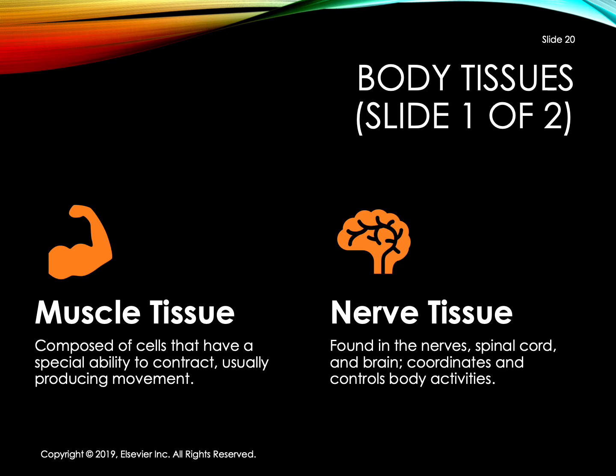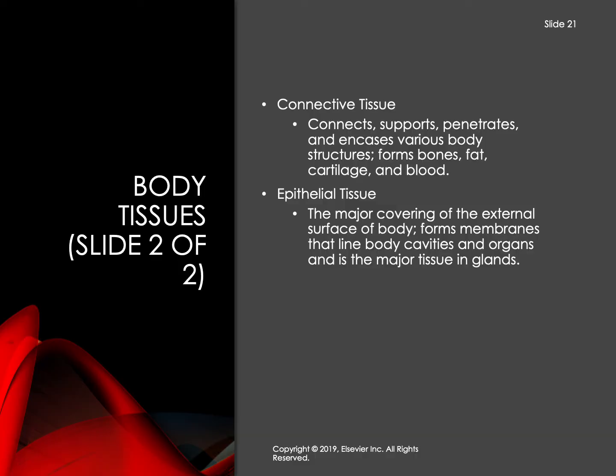And then nerve tissue works in conjunction with the muscle tissue, and it is found in nerves. And nerves make up the brain and the spinal cord, and there's a bunch of peripheral nerves as well. And the nervous tissue is responsible for coordinating every single movement and action in the body. Super amazing.